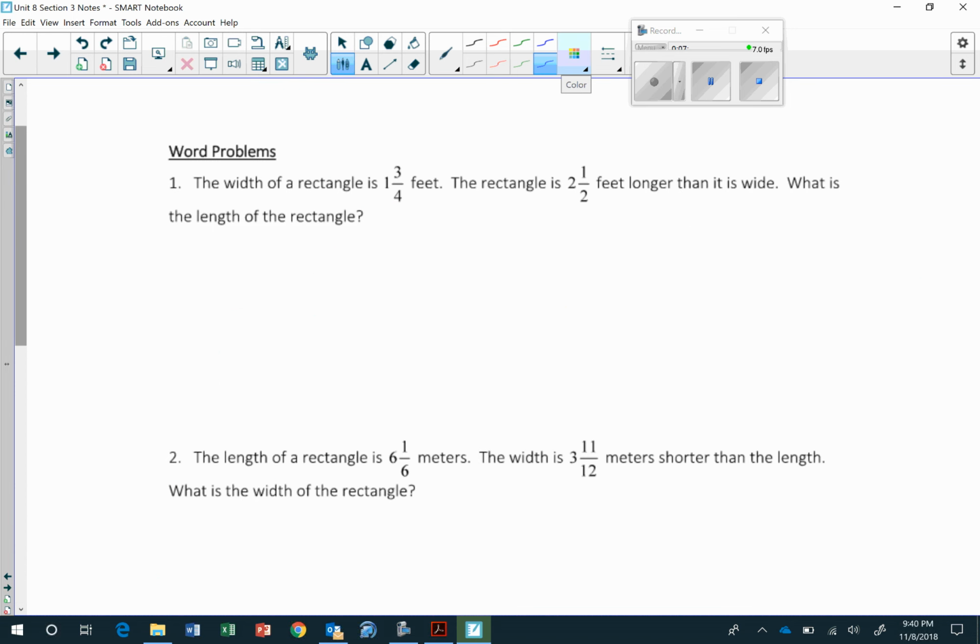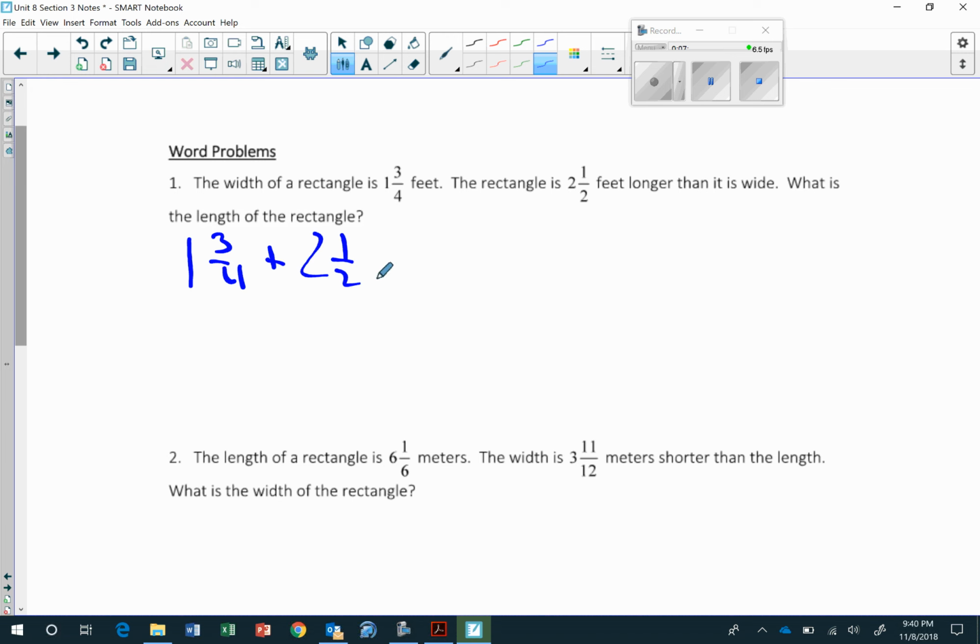So looking at the backside, it says the width of a rectangle is 1 3/4 feet. And then it says the rectangle is 2.5 feet longer than it is wide. What is the length of the rectangle? So my length is 2.5 feet longer than my width. So let's start with the width. The width is 1 3/4. And then since it's longer, that means I'm going to add 2 1/2.